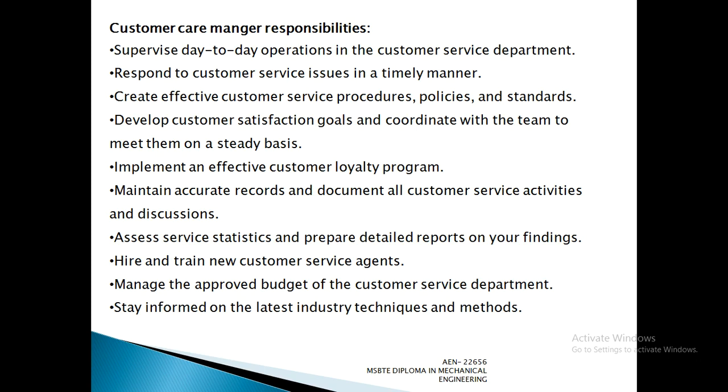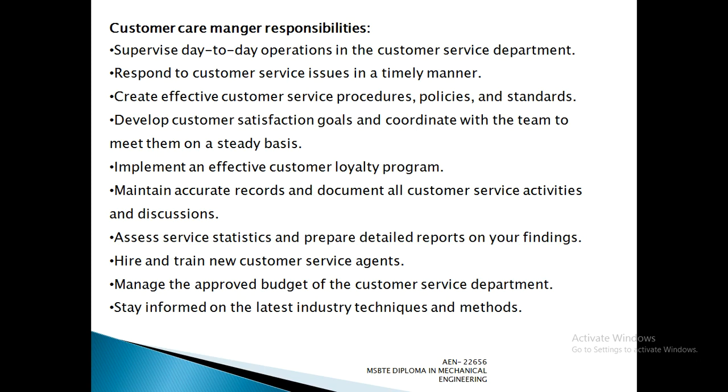Also, he must create effective customer service procedures, policies, and standards. He should also develop customer satisfaction goals and coordinate with them to meet them on a steady basis. These goals are to be developed by the customer care manager. Next, implement an effective customer loyalty program. That is, the customer should always have faith in that firm, or in that automobile company, so that a relation is developed and he always visits or coordinates with the firm.